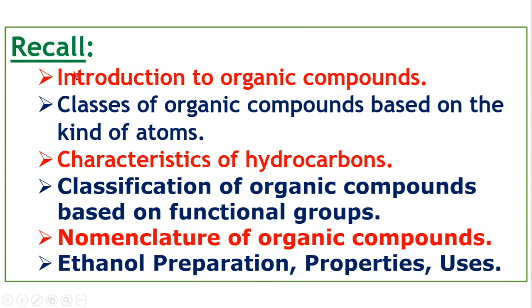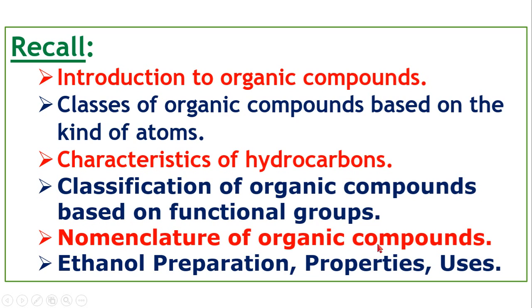Now let us recall what we learnt in the previous classes. Introduction to organic compounds: carbon combines with other elements to form a large number of compounds. Classes of organic compounds based on the kind of atoms: they are classified into alkanes, alkenes and alkynes. Characteristics of hydrocarbons. Classification of organic compounds based on functional group, that is alcohol, aldehyde, acids and keto.